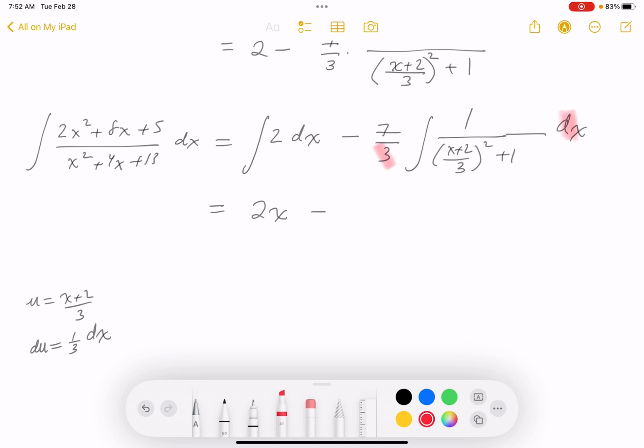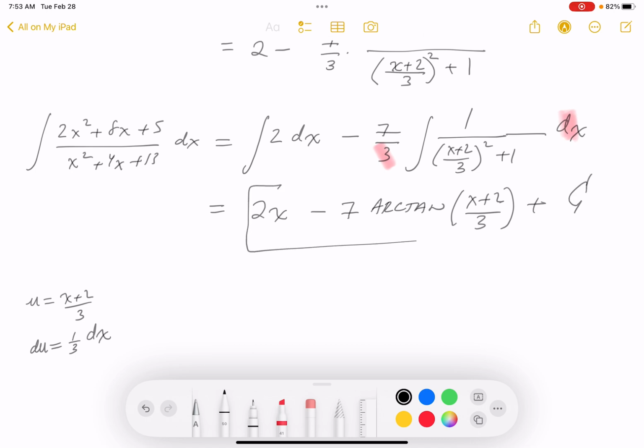I'm seeing it here. So what do I say? I now see a 7. And I would see 1 over u squared plus 1, which I know to be the arctan. The arctan of u, but what's my u? It's x plus 2 over 3 plus c, because I removed all symbols of integration.